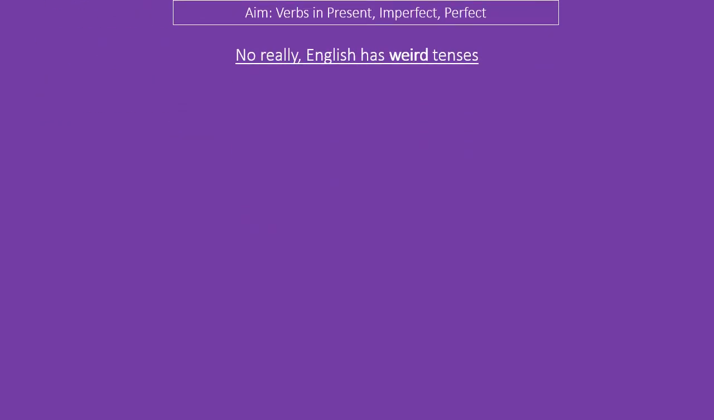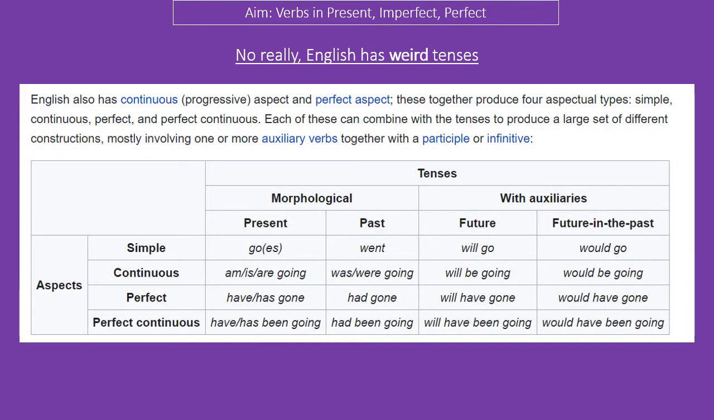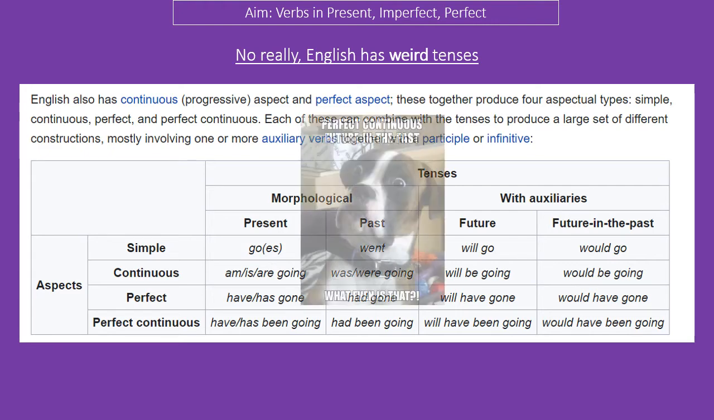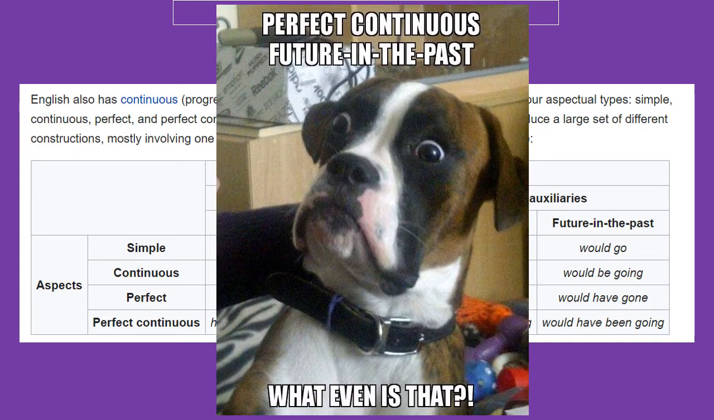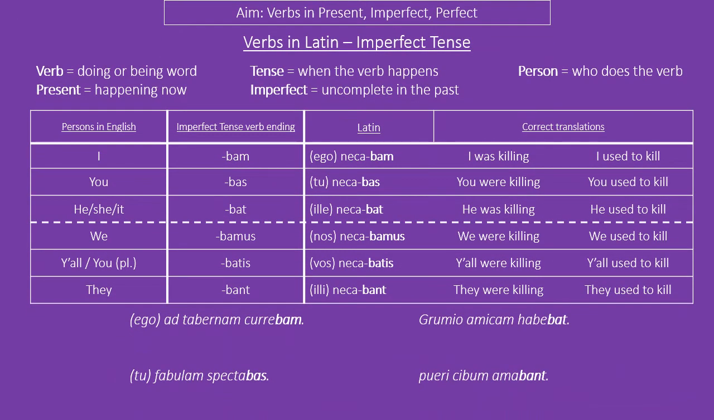Yeah, English is really weird. English doesn't actually have the past, present, future. It's actually got that mess of tenses, which is just confusing. I mean, perfect continuous future in the past is apparently what? No. Anywho, ignore that nonsense.